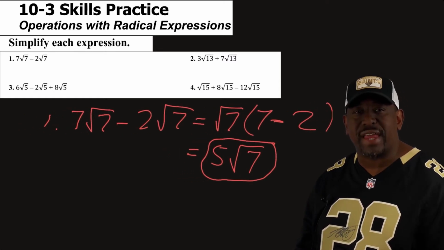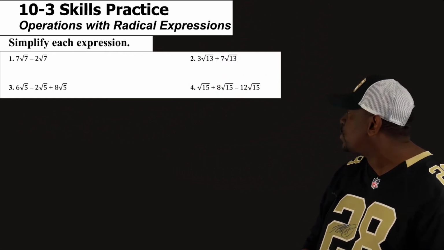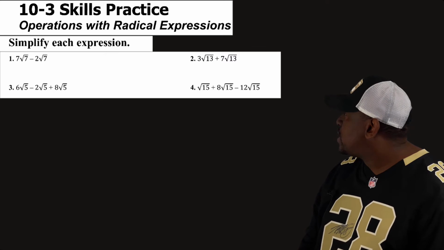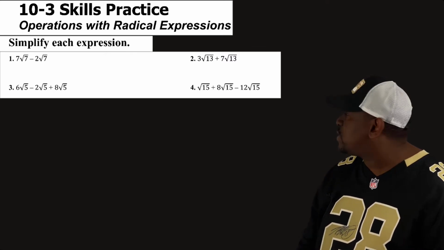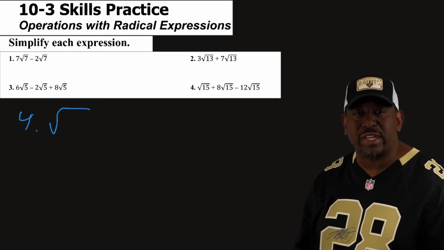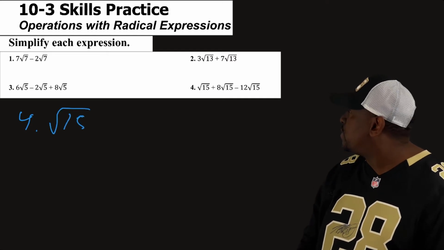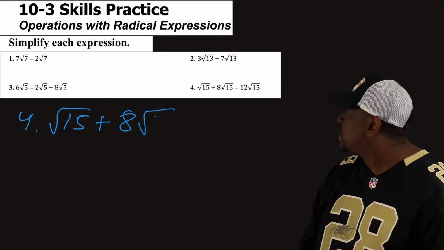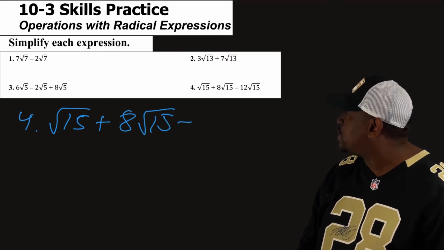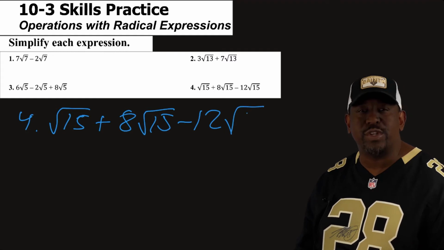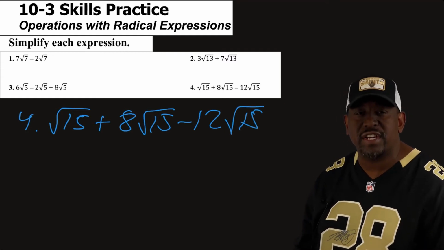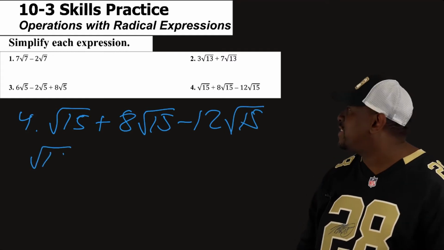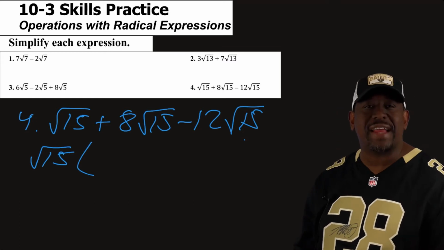Again, we're factoring out a common factor like we do in distributive property. So let's see what we're going to do next. We're going to go to number 4, where we have 3 radical expressions. We have the square root of 15 plus 8 times the square root of 15 minus 12 times the square root of 15. So what do you think the common factor is here? You guessed it, it's the square root of 15. So we factor that out.